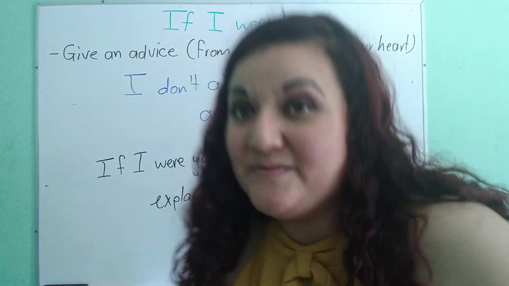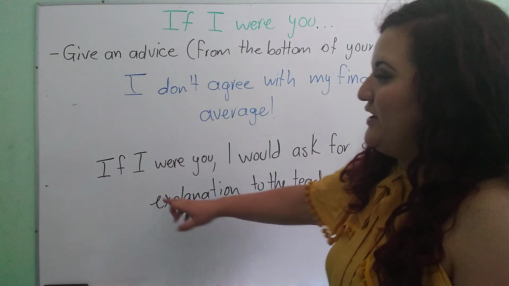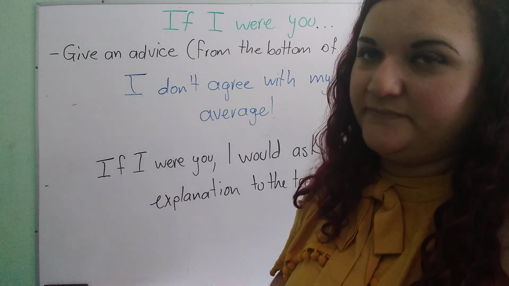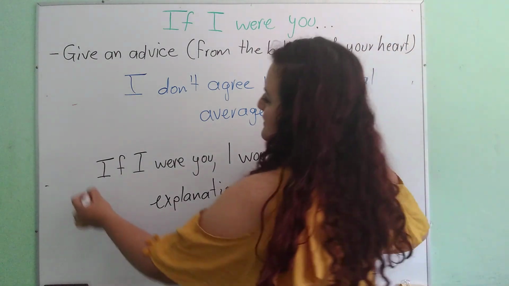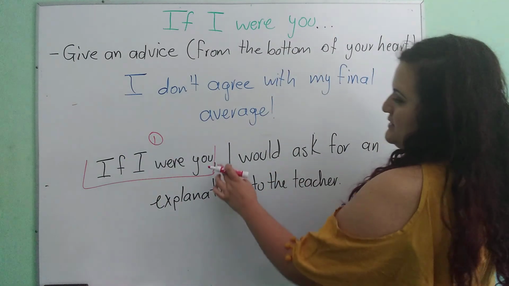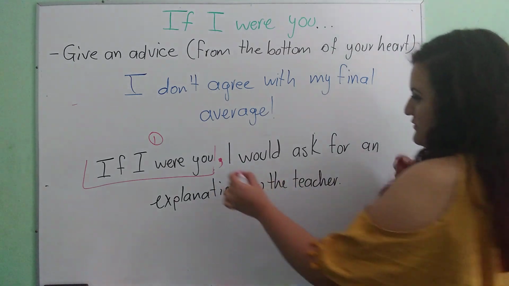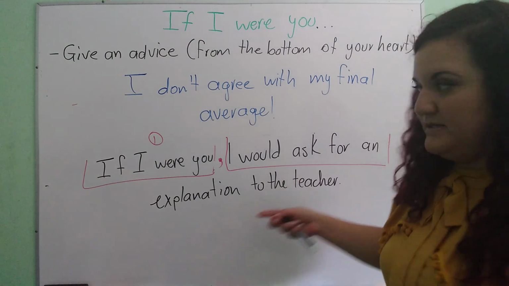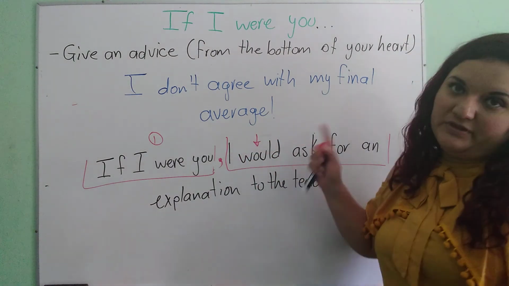And well, it's important to mention that if you are going to use the structure of "if I were you," it's a kind of conditional. This is the first part. There is a comma, and then we have the next part. The second part must start with a modal verb.